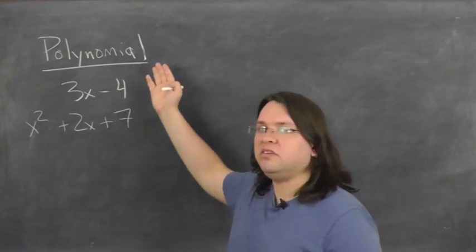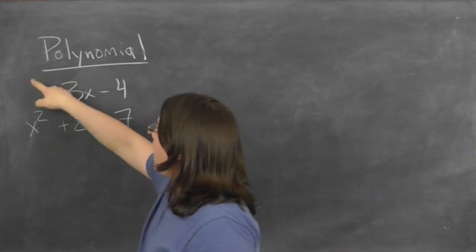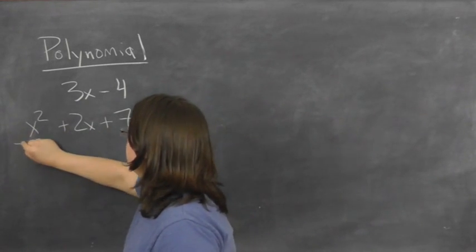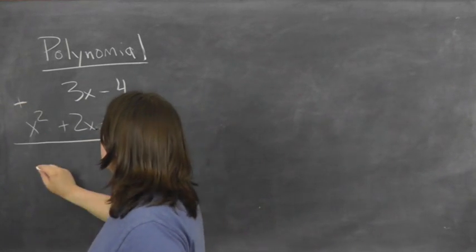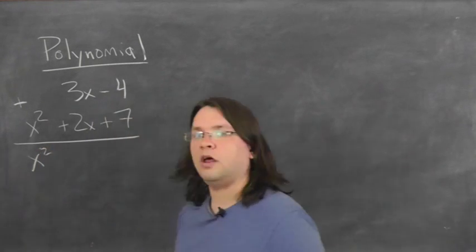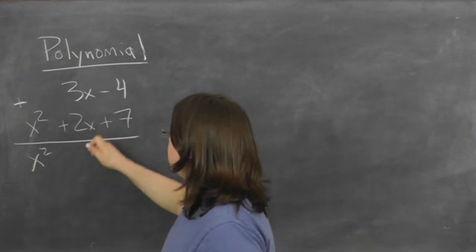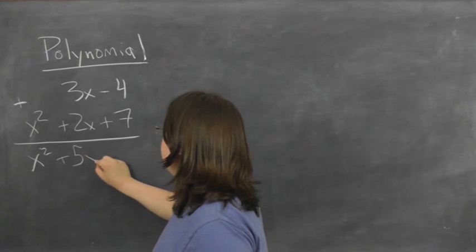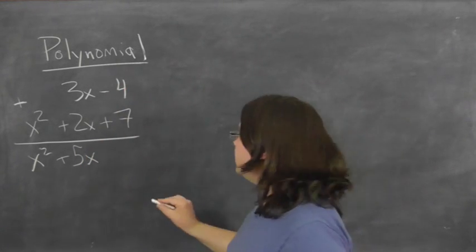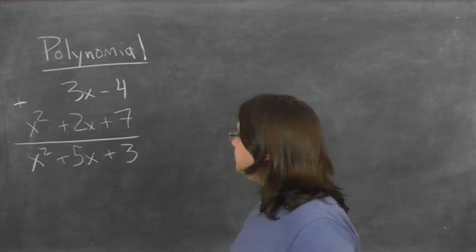Similarly, if we wanted to add these two together, all we do is add the x squareds. So in this case, the first one doesn't have an x squared, so we just get x squared. Add the x's, so we get plus 5x, and then add the constants, so we get plus 3.